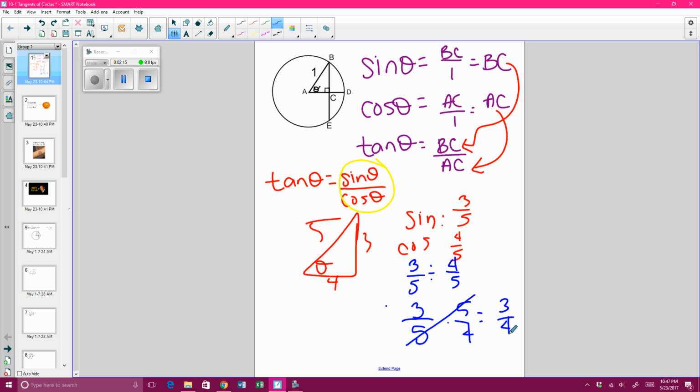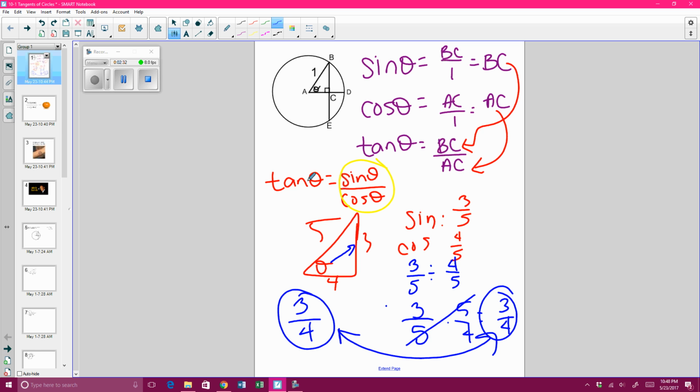Now this makes sense because if I went back to the angle of theta and got the tangent of theta, I would realize that it is the opposite over the adjacent, which is 3/4. So this is just showing you where tangent is coming from and why it makes sense.